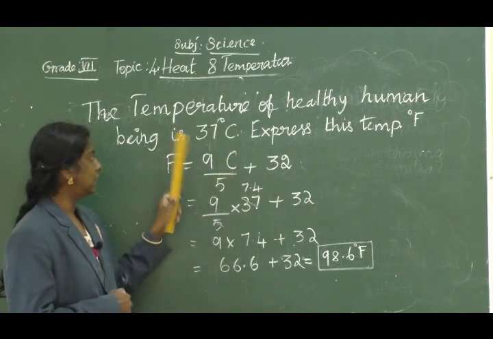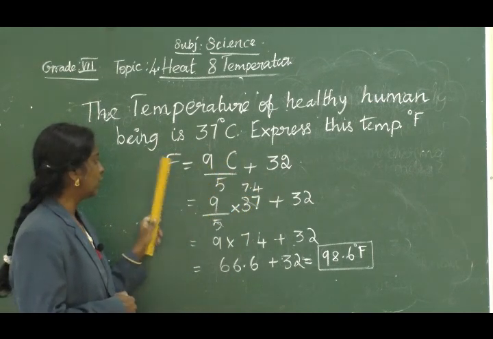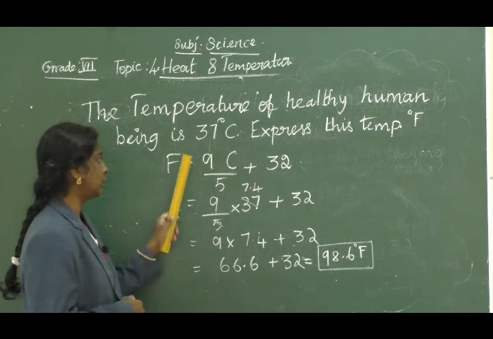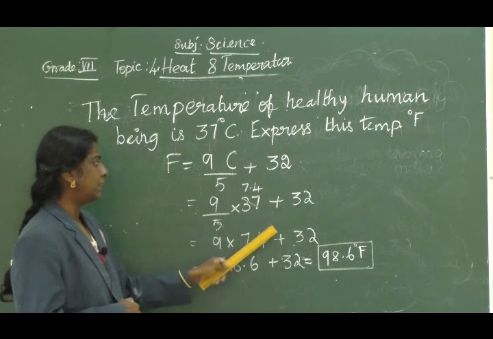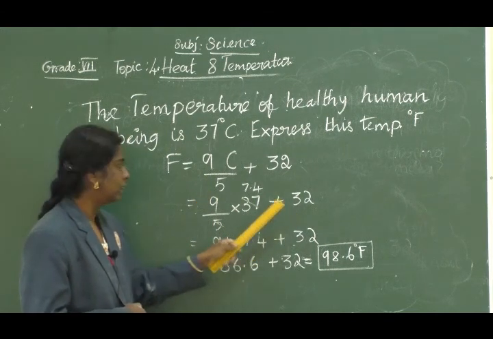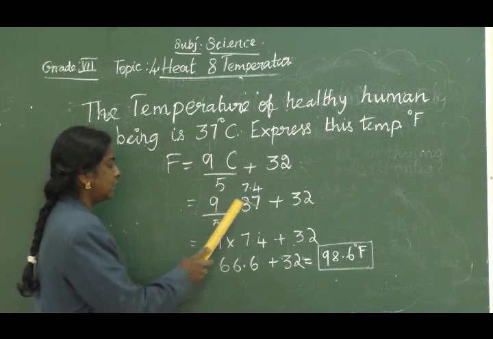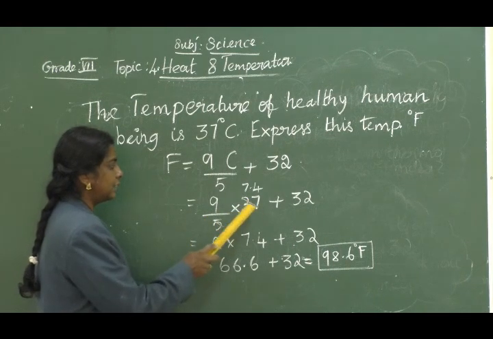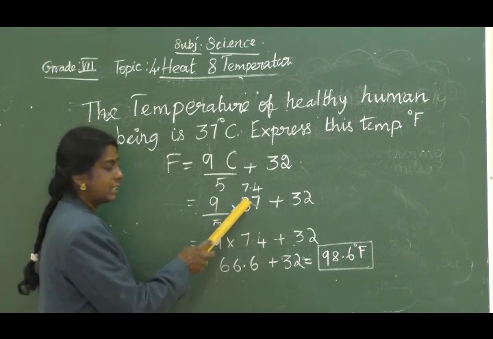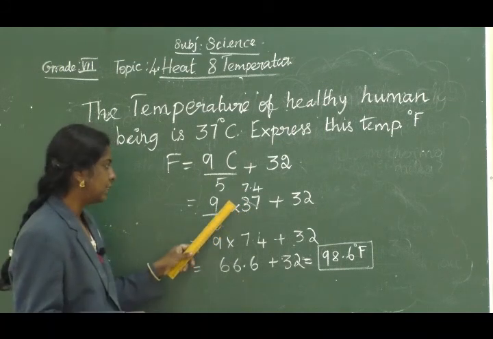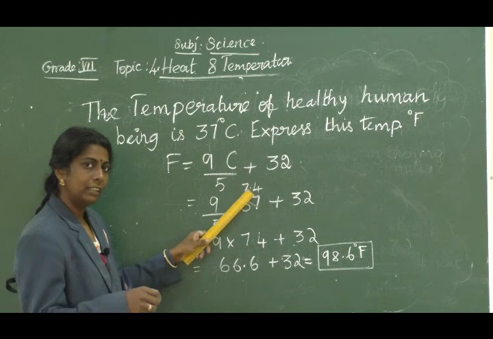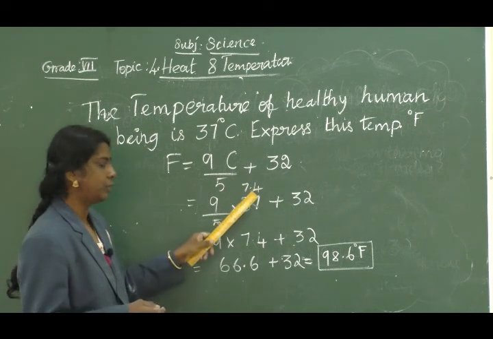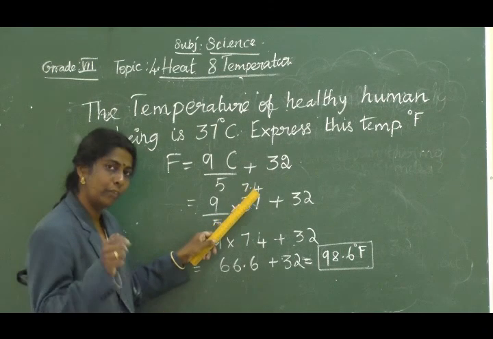C is the Celsius value. So you are having 37. So 9 into 37 by 5 plus 32. Clear? So now 5, you are just dividing 37 by 5. So it is 7.4, isn't it? 7 5s are 35. Then 2 remaining. Then 20. That is 4 5s are 20. But still it is 7.4.